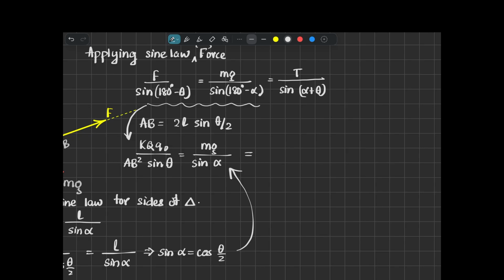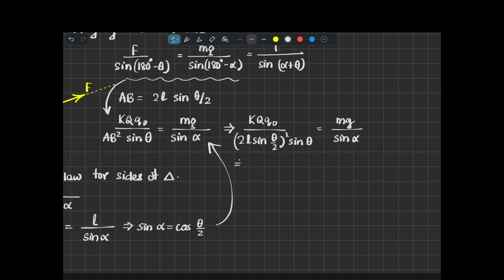Here we are getting K Q naught by AB square. The AB square term gives us 2L sine theta by 2 whole square into sine theta equals mg by sine alpha. Again sine theta term we can write like this, 2kq by 4L square sine square theta by 2.